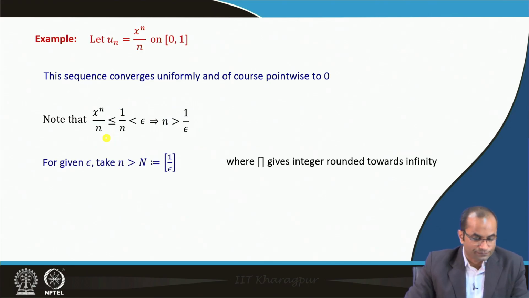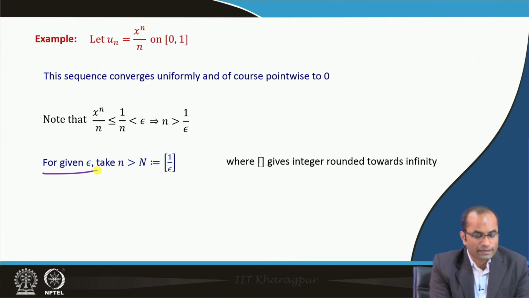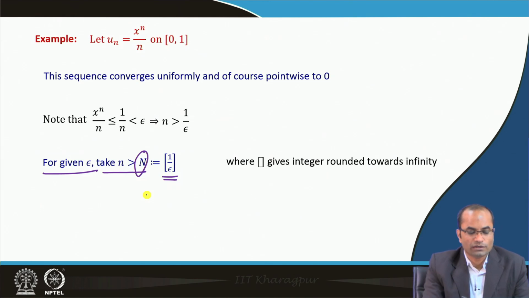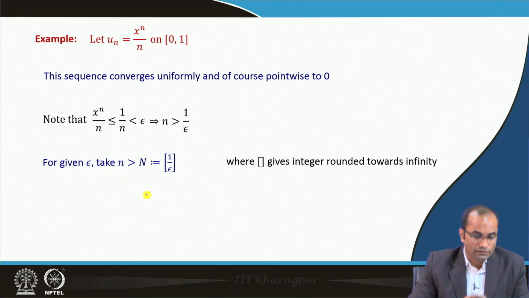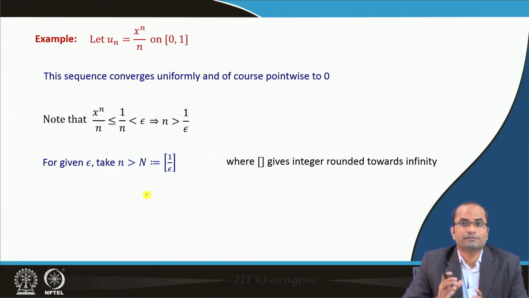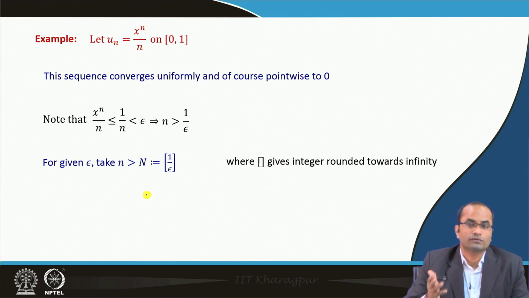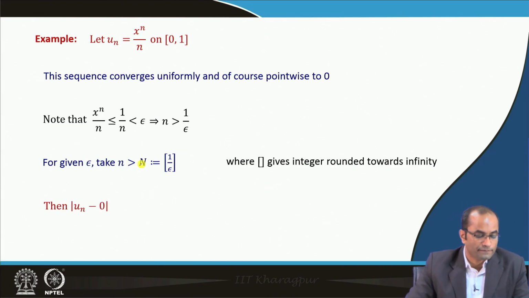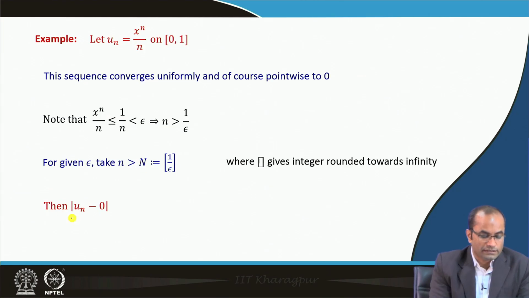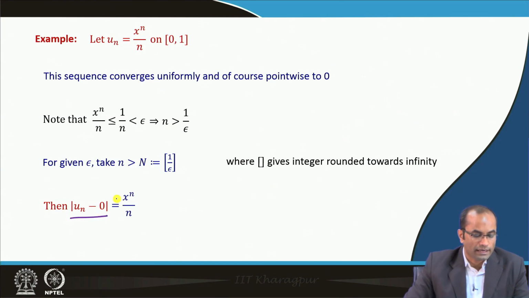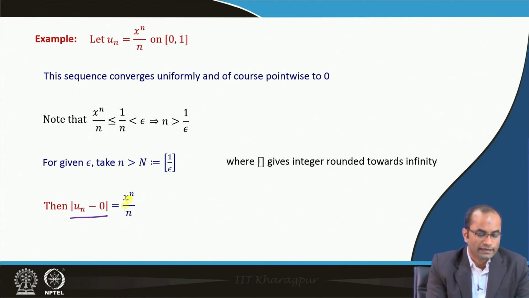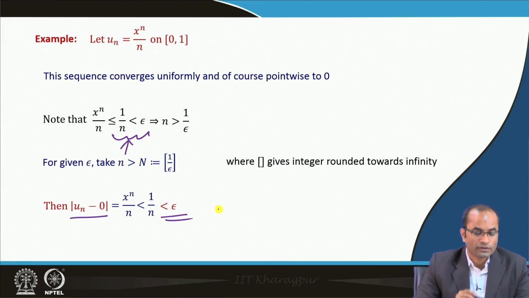So, in this case, for a given epsilon, if we take this big N, which is just 1 over epsilon rounded towards plus infinity, then we are done, the difference is less than epsilon for all n greater than this big N. This we can easily see again. So, u_n minus 0 is just x^n over n, and x^n over n is less than 1 over n, and this 1 over n from this relation itself is less than epsilon.